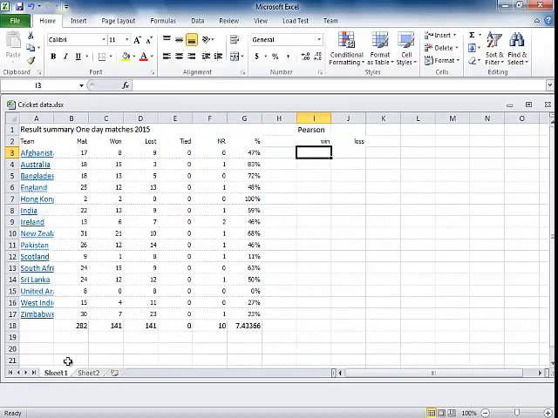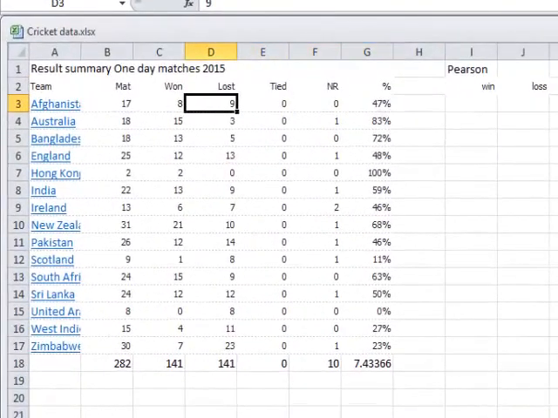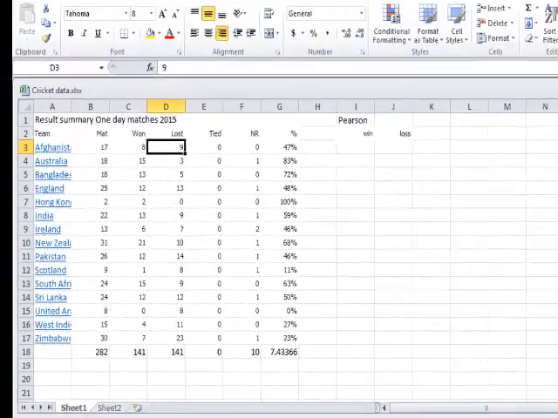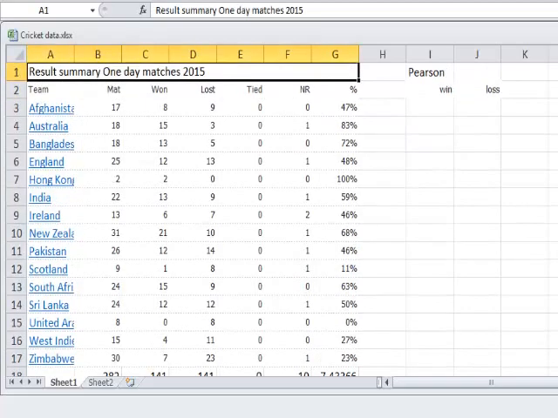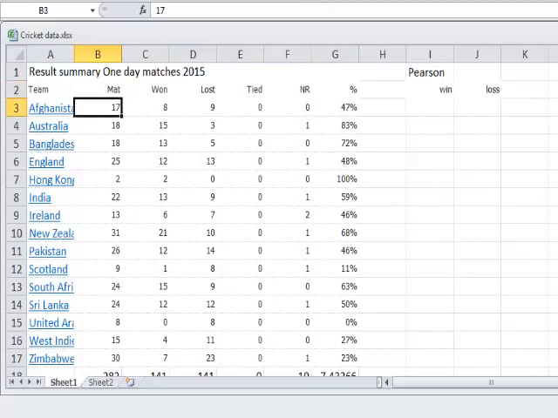Okay, so there's the cricket data. Should I magnify this? Okay. So these are the number of matches. This is Afghanistan. It played 17 one-day matches, 2015. It won 8 and it lost 9. Australia played 18 matches. It won 15 and it lost 3, and there was no result in one.